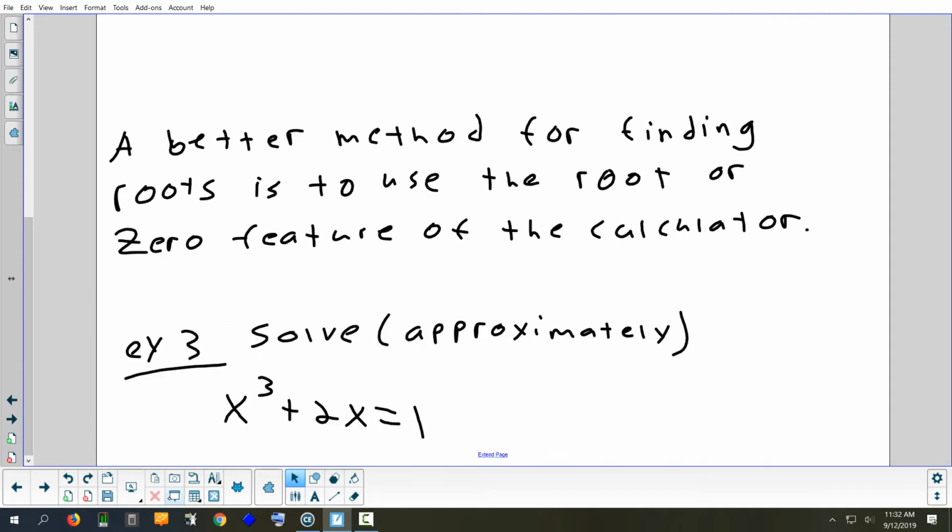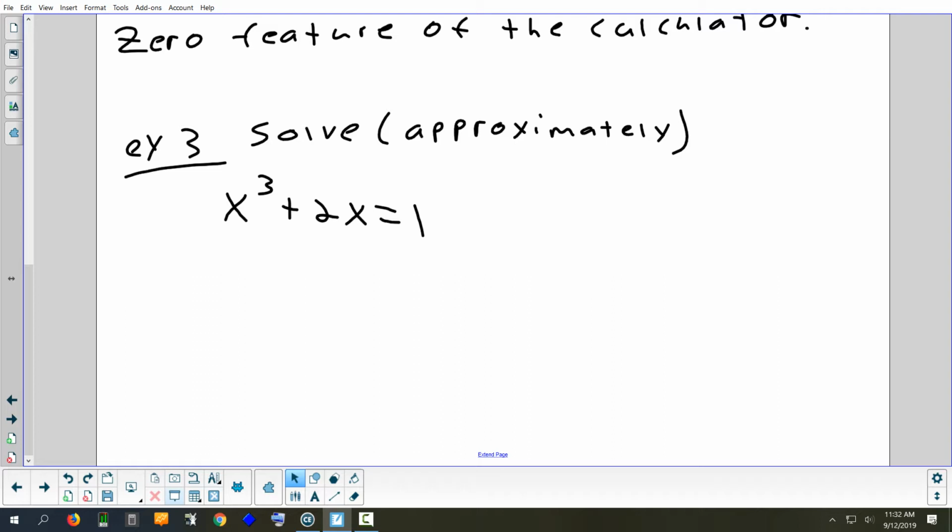Okay, let's try this one. Now, this one says solve approximately. Well, I'm glad it doesn't say exact because I'm not sure how I would do it exact. It's a cubic, so I can't use the quadratic formula. If it was equal to 0, then that would be very easy to do. But it's equal to 1. So I don't know how to get the exact answer from that problem. So we're going to just do approximate.